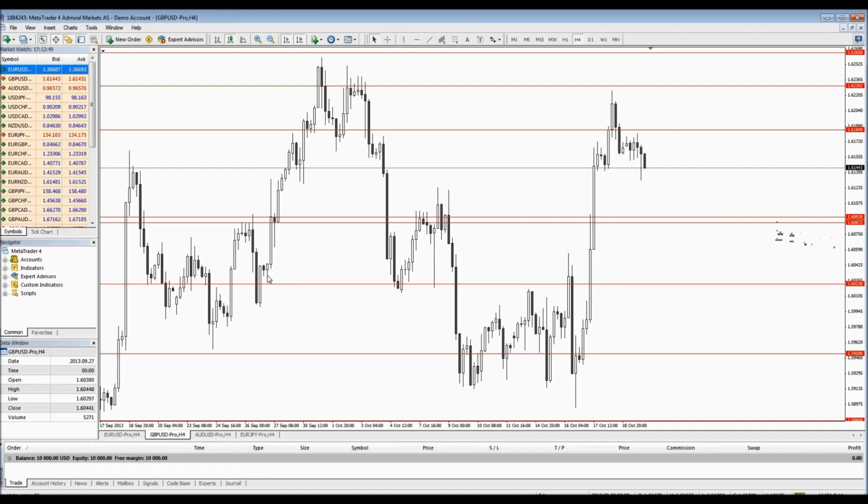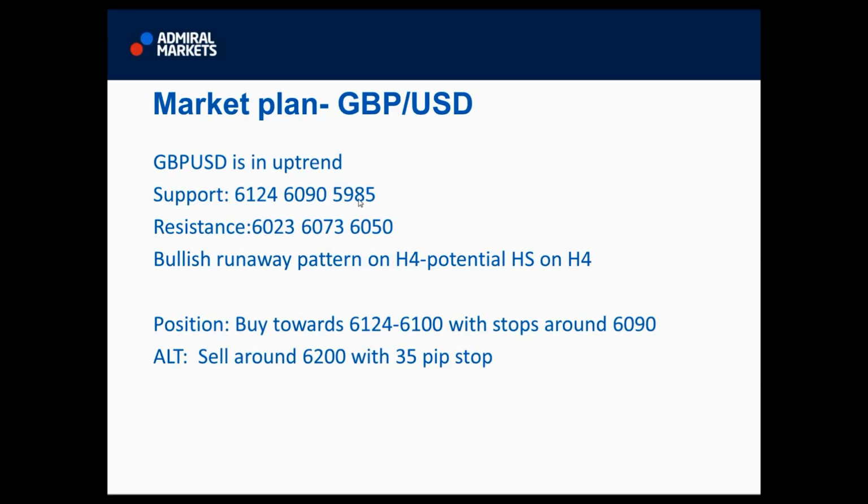Why am I drawing this level? Because of these three tops. You see, three tops here. Also a hammer here, just in between. Look how those levels reacted in the past. 60.85, let's say. So 60.93, it's 60.85.